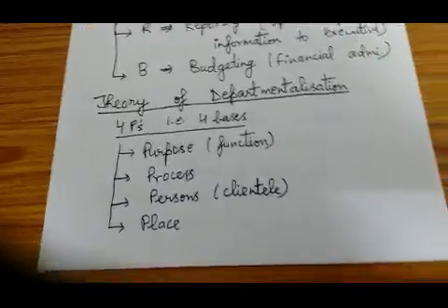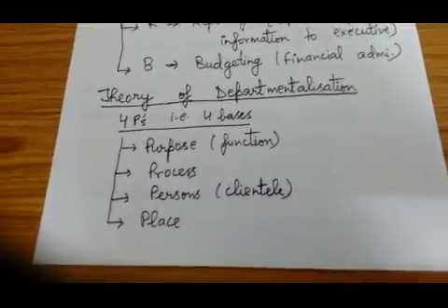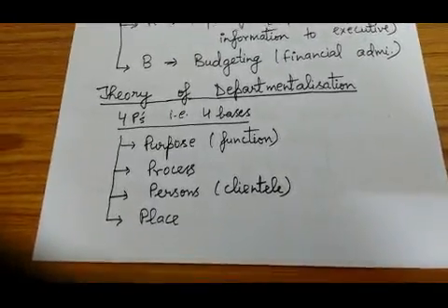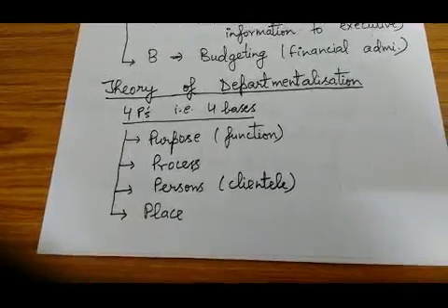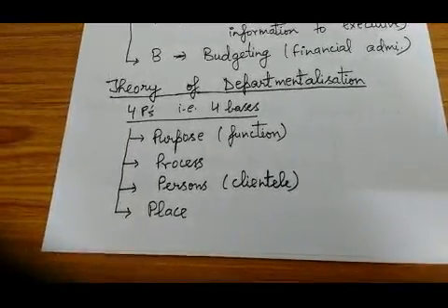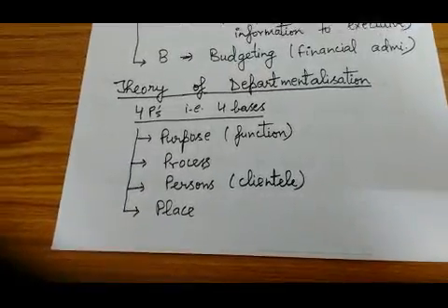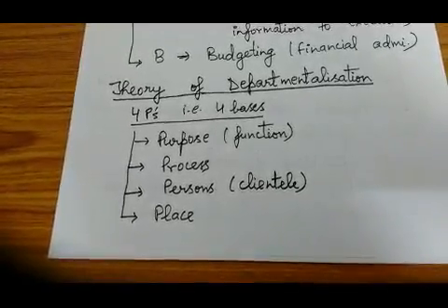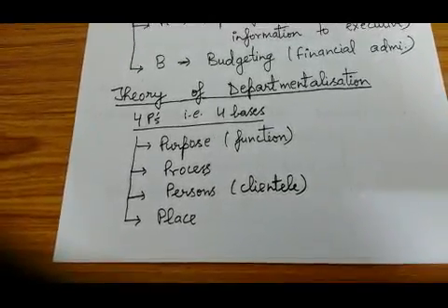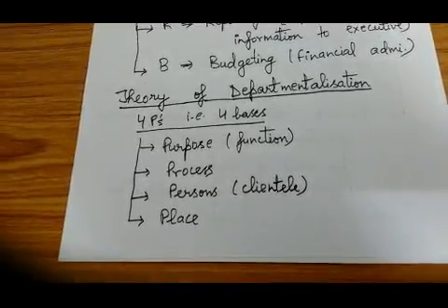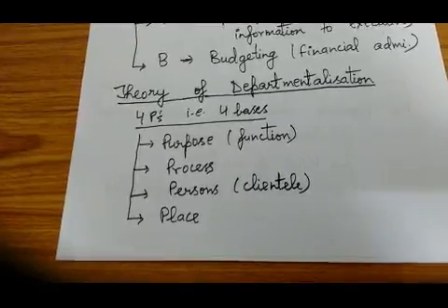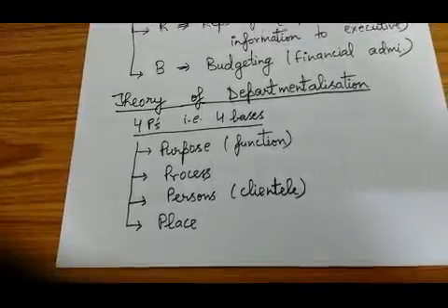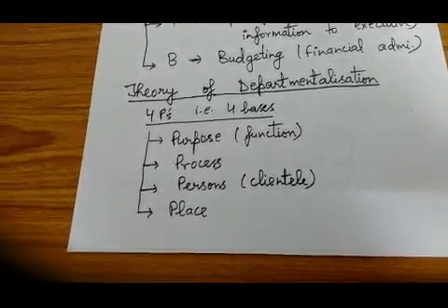And the third base is persons. Clientele means the organization serves some people, and on the basis of whom they are going to serve, you can form these organizations. For example, a passport office should be formed in metropolitan cities, just for passport purposes. Or you can say the PDS, public distribution system, could be formed in villages.